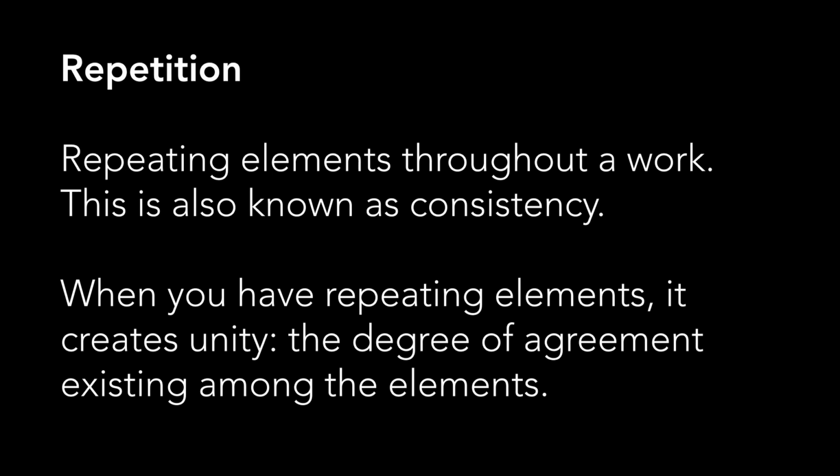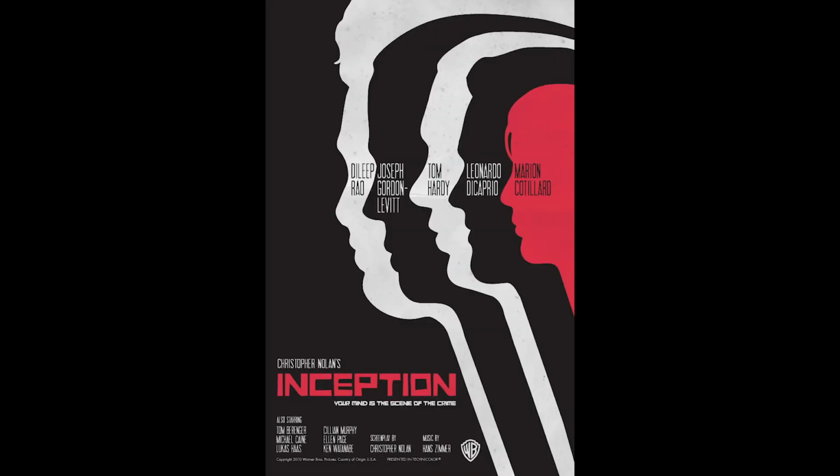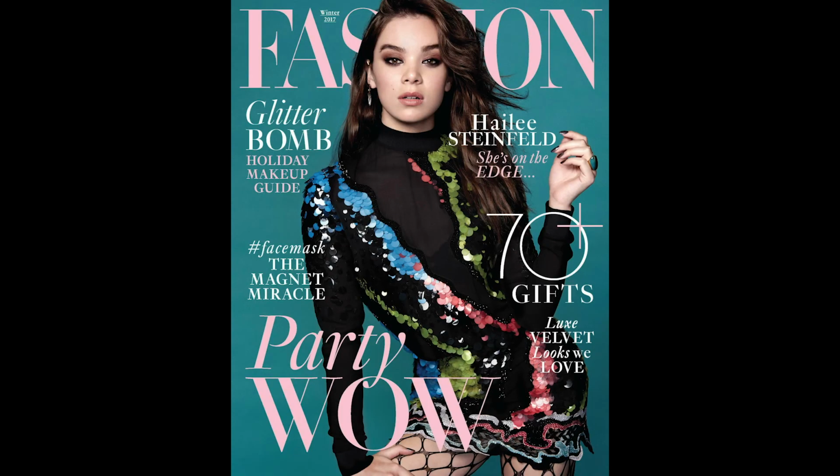Repetition, repeating elements throughout a work. This is also known as consistency. When you have repeating elements, it creates unity, the degree of agreement existing among the elements. This is a very obvious example of repetition. You see that the faces repeat in this design. Here's a less obvious example. The pink in the text matches the pink in her dress. Also, there are fonts repeating. There are about 3 different typefaces that repeat throughout the magazine.